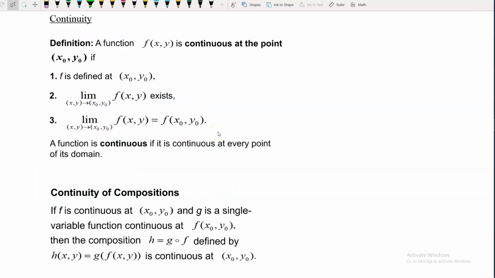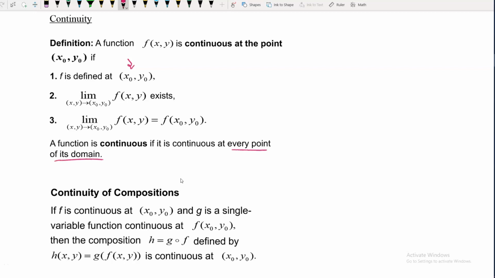Definition: a function f of (x, y) is continuous at the point (x naught, y naught) if f is defined at this point (x naught, y naught), the limit as (x, y) approaches this point (x naught, y naught) of f of (x, y) exists, and the limit as (x, y) approaches this point (x naught, y naught) of f of (x, y) is equal to f of (x naught, y naught). A function is continuous if it is continuous at every point of its domain.